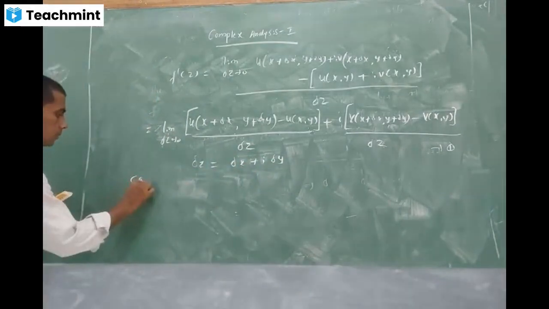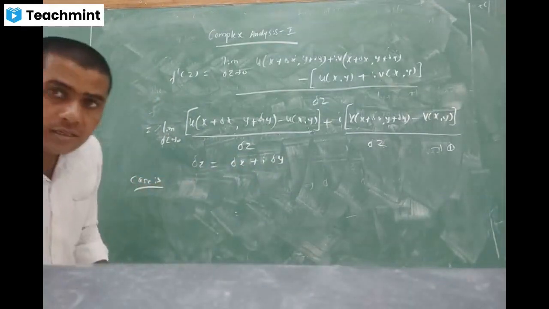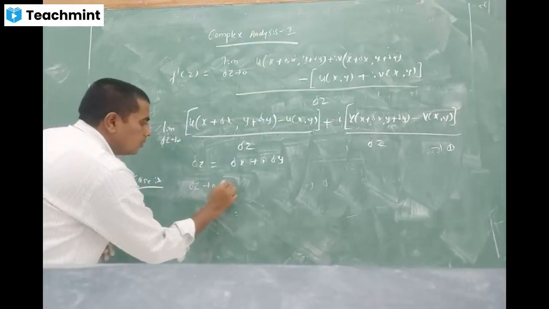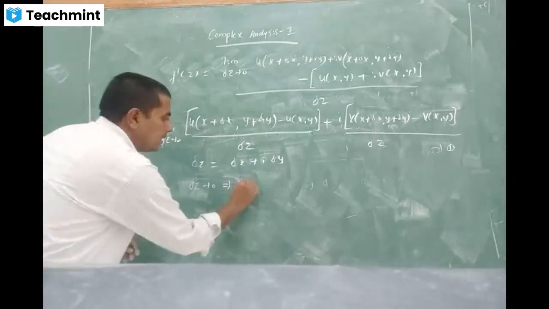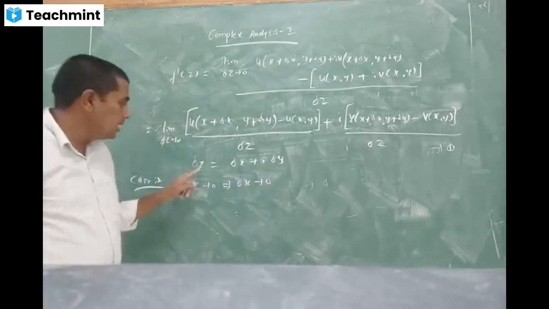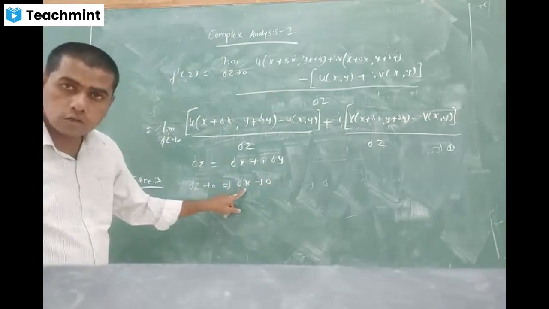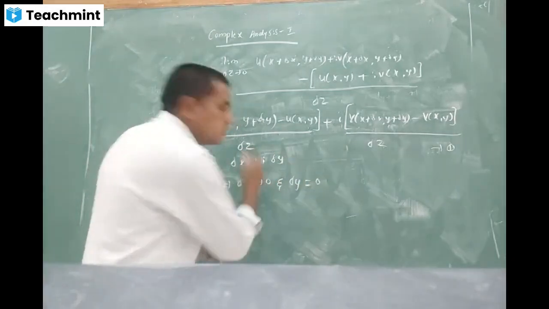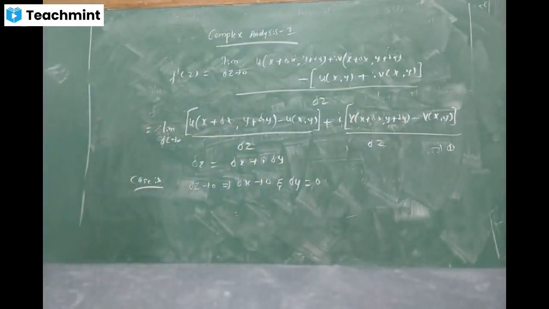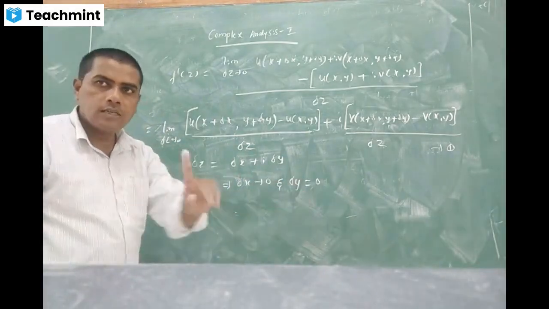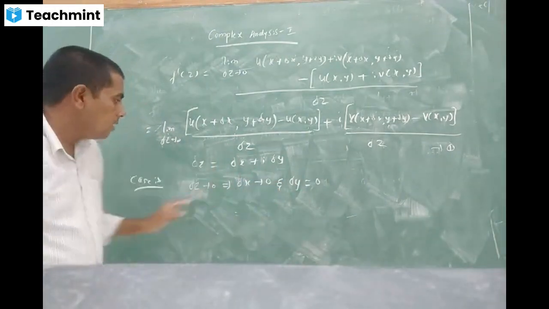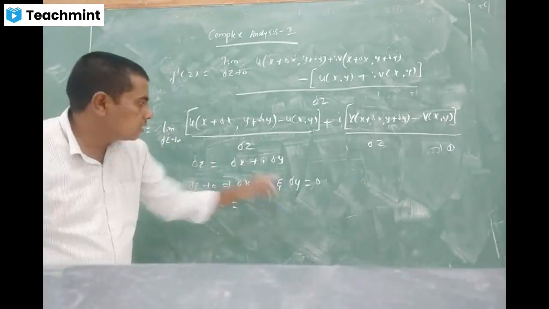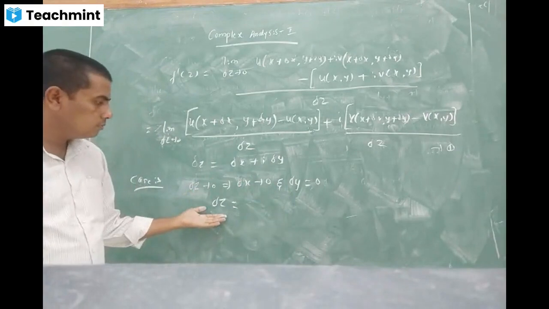See here, case 1, limit delta z tends to 0 implies delta x tends to 0. Is it clear? Delta z tends to 0 means delta x tends to 0 totally, and this term will become delta y is equal to 0 here. Delta y is equal to 0. At least one term should become 0 here. And what is delta z now? If delta y is equal to 0 here, what happens? What is delta z now?